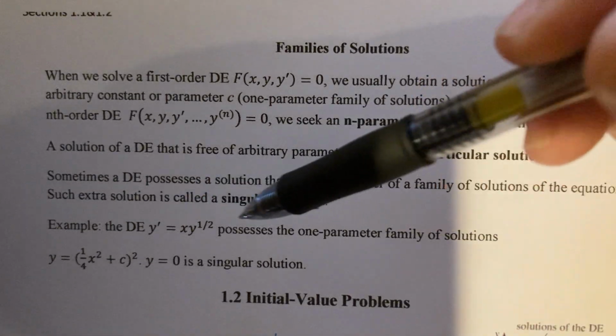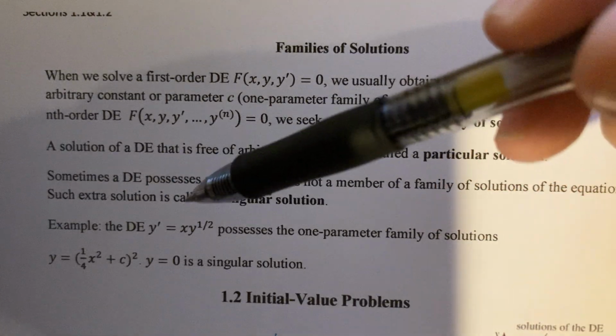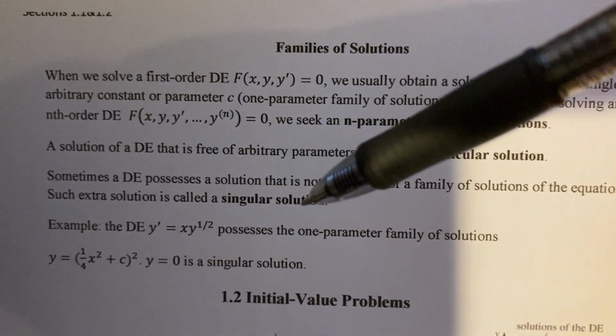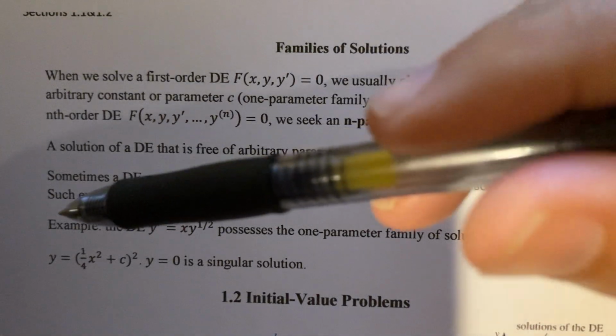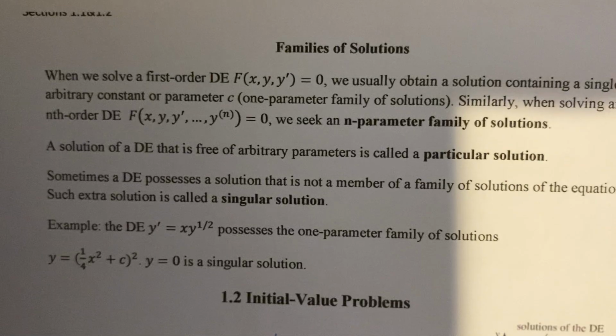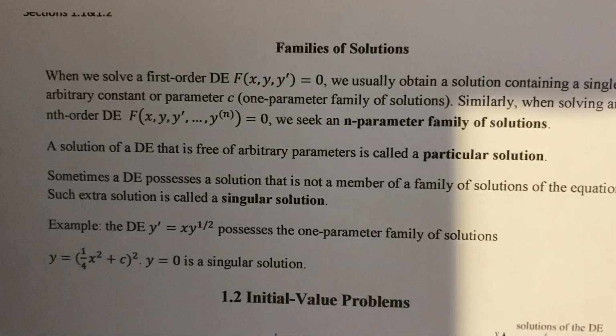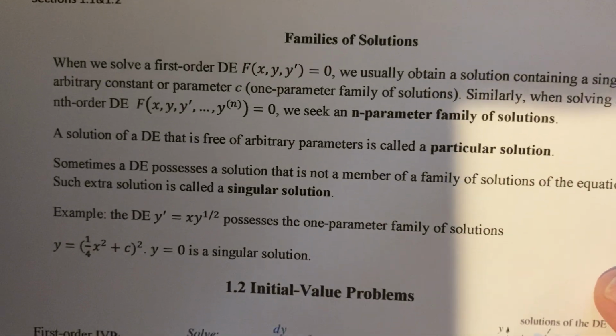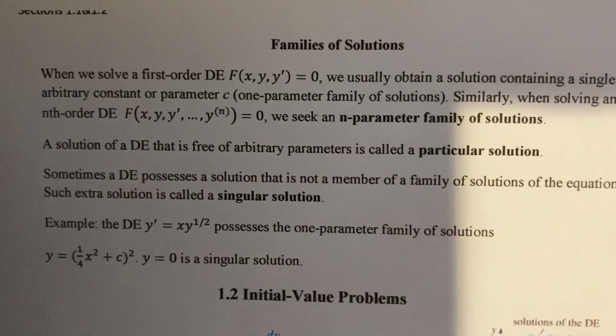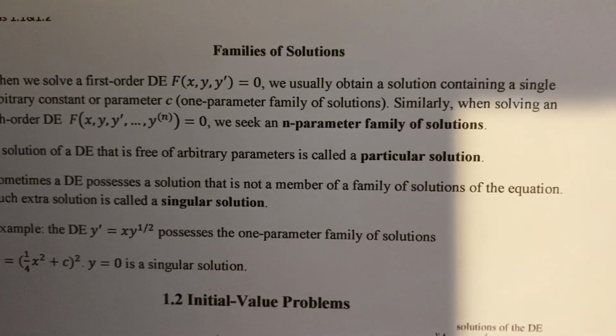An example of a singular solution would be the differential equation y prime is equal to xy to the 1/2. It possesses just one parameter family of solutions, y equals 1/4 (x squared plus c) squared, where y equals 0 is a singular solution. So when I talk about families of solutions, you're used to seeing the plus c.